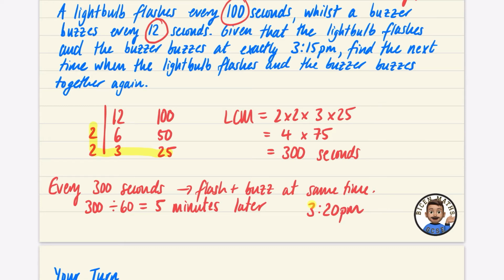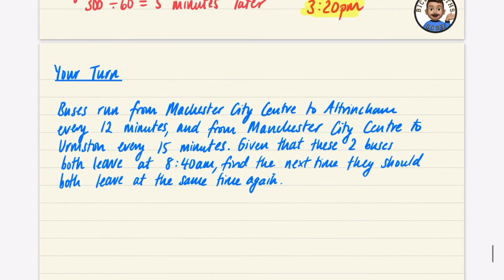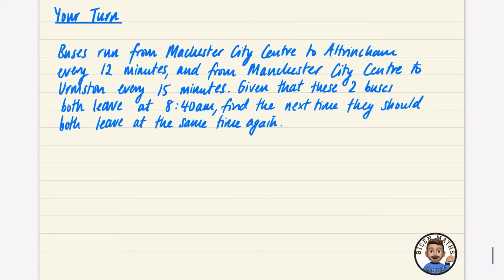That is our final answer for this question. They would next buzz at 3:20 p.m. and they're going to buzz and flash together at 5 minute intervals. So you go 3:15, 3:20, 3:25, etc. So you're going to have a go at this worded problem that we've got here. Pause the video and have a go at this, and then I'm going to go through it in just a moment.